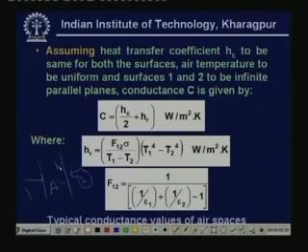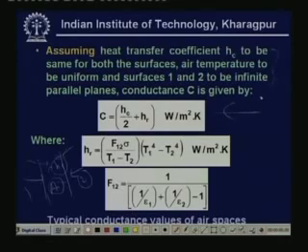There is a heat transfer coefficient between this surface and air, and there is a heat transfer coefficient between this surface and air. If you assume that the heat transfer coefficients between the air and surface 1 and between the air and surface 2 are the same, equal to Hc, and the temperature is uniform, that means there is no temperature gradient inside the air space, and these two plates are infinite parallel planes, then the conductance is given by C is equal to Hc by 2 plus Hr. You can derive this expression very easily under these assumptions.